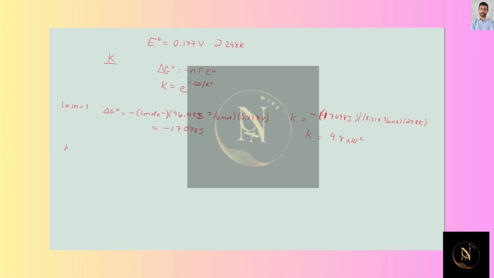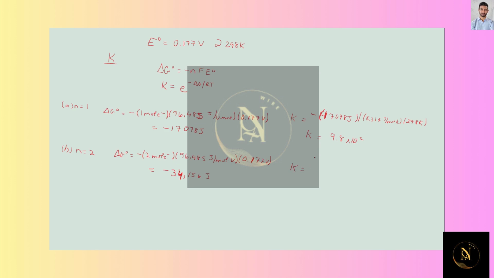All right, for part B, it's the same deal, except in this case n equals 2. So if n equals 2, then delta G naught is equal to negative 2 moles of electrons times our 96,485 joules per mole times volts times our 0.177 volts. And in this case, I get negative 34,156 joules. And then I plug that into my equation for K.